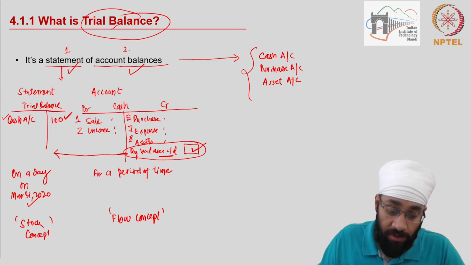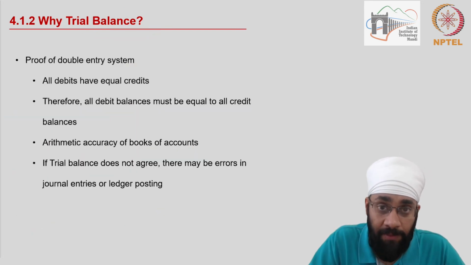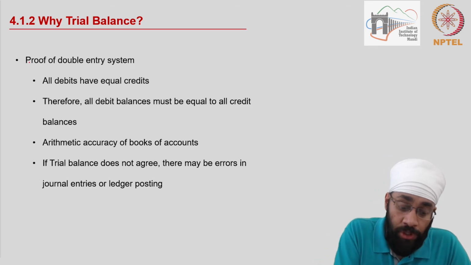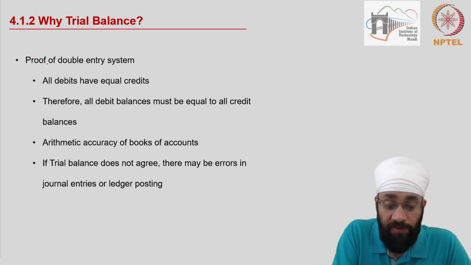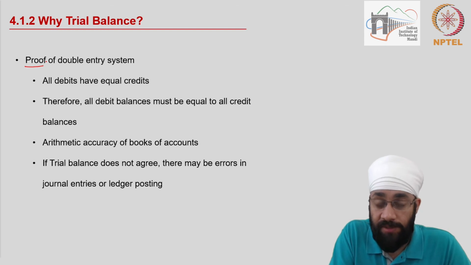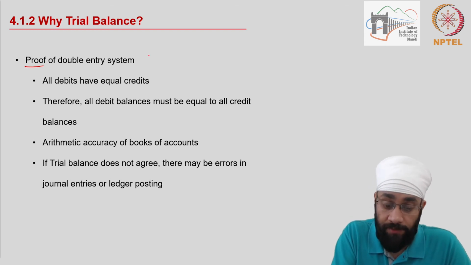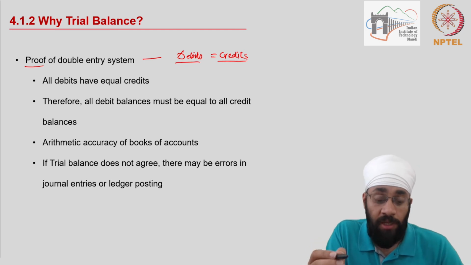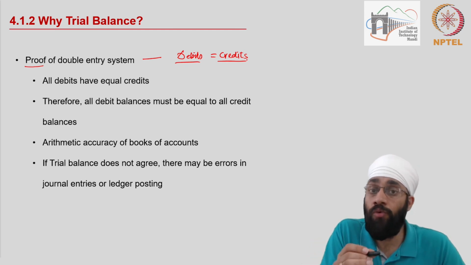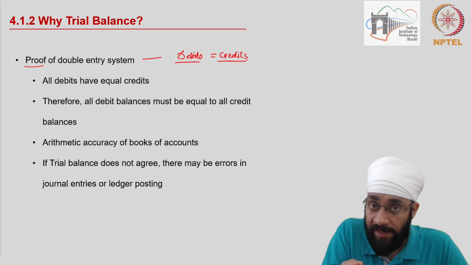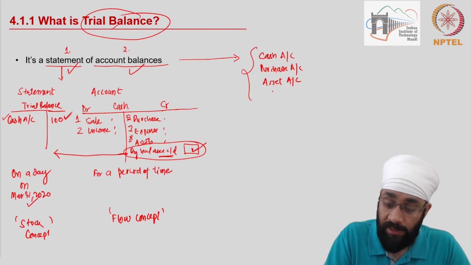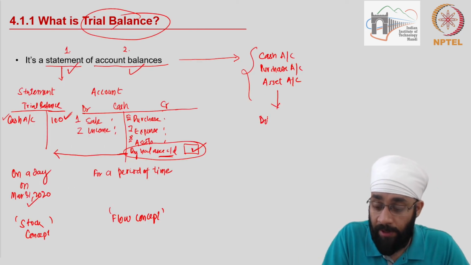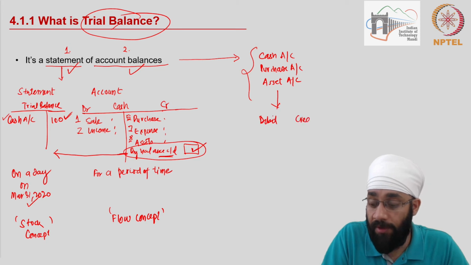Let me talk a little bit more about what trial balance is. Trial balance is also thought of as a proof of the double entry system. What is a double entry system? The double entry system basically says all debits have equal credits. All debit amounts are equal to credit amounts. In the trial balance, we are going to report the account balances, as I said, and the account balances here could be debit balances and could be credit balances.